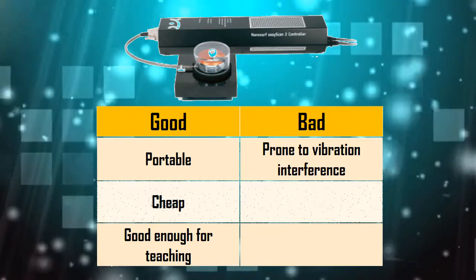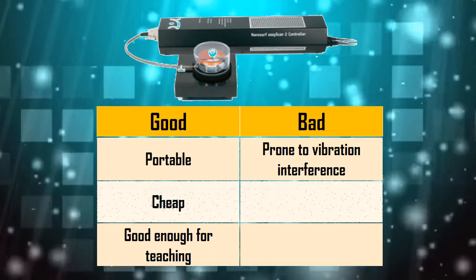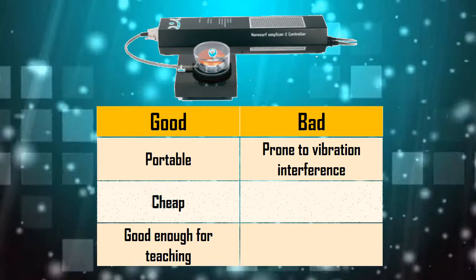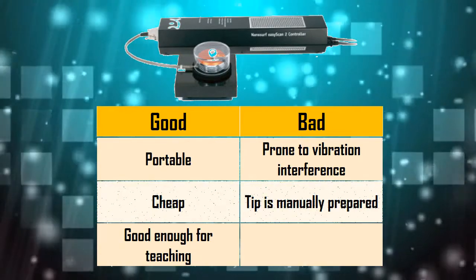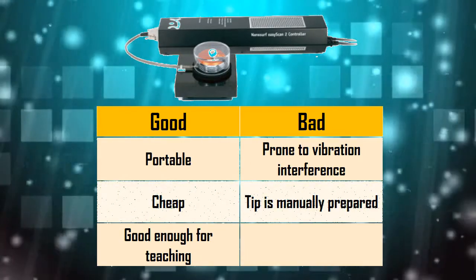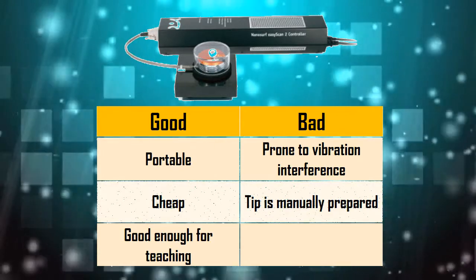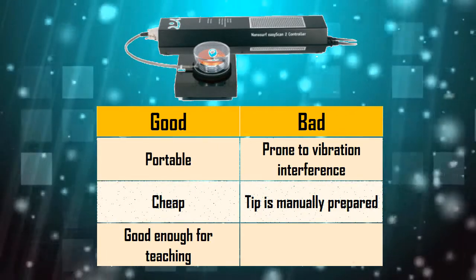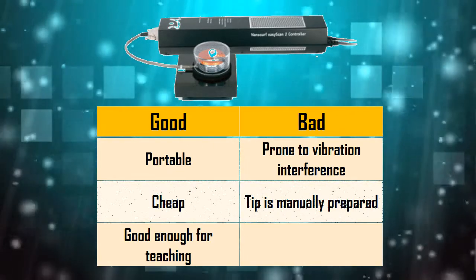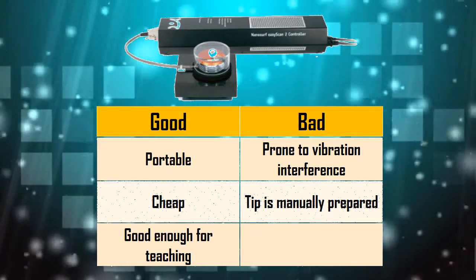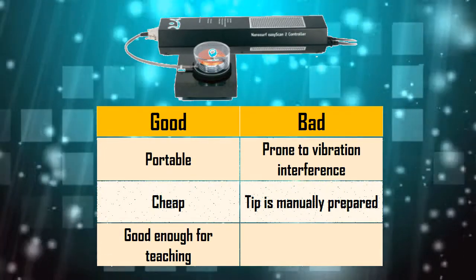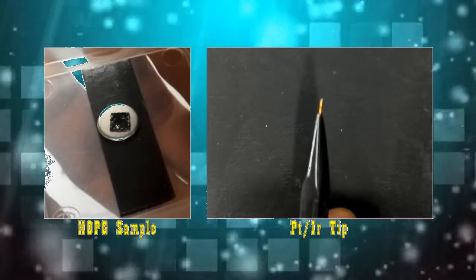However, because of its small size, it is prone to vibration interference during analysis. Also, because the tip has to be manually prepared, the resolution of the image may be affected adversely. Hence, although the NanoSurf Scan 2 controller may not be the best, it is able to fulfill the learning objectives of this experiment. So after we have prepared the tip and the sample, we are ready to place them in the scanning head.